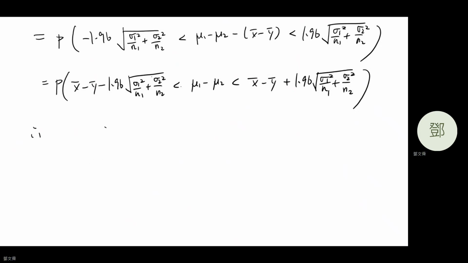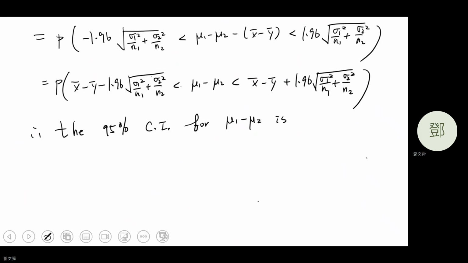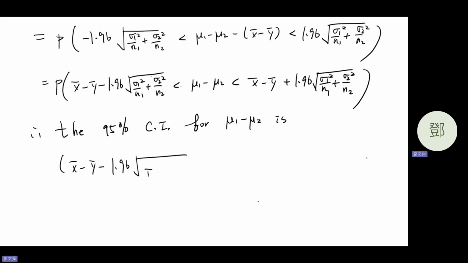Okay, so the 95% confidence interval for mu1 minus mu2 is x bar minus y bar minus 1.96 times the margin of error, to x bar minus y bar plus 1.96 times the margin of error. Okay? To generalize.